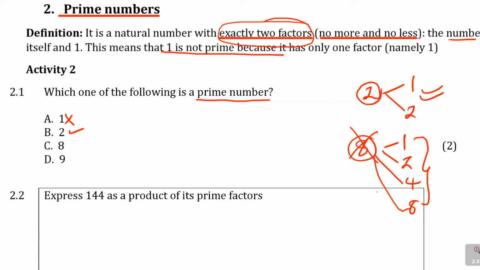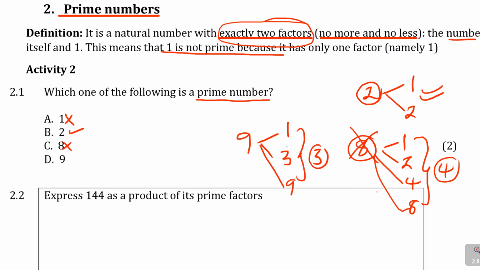So there is 1, 2, 3, 4. There are 4 factors of 8. So they're saying there must be exactly what? 2, no more, no less. So 8 is out. What about 9? Similarly, 1 can go into 9, we've got 3 and 9 itself. So how many factors are here? You see that there are 3 factors. So even 9 is out, because there must be 2 factors, no more, no less. So these are the questions that they can bring, and it helps you to understand what we mean by prime numbers.